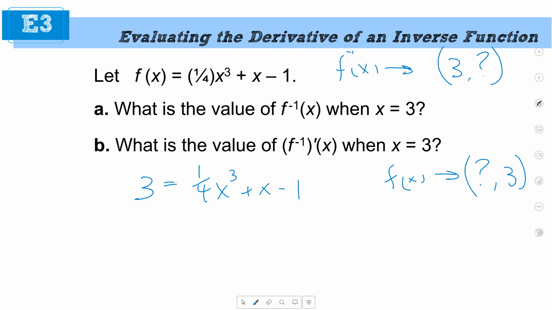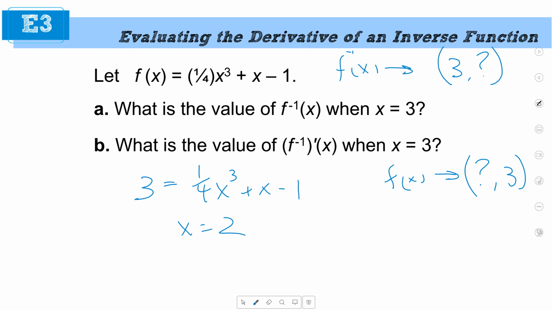Solving that for x. When you're doing inverse problems like this, your x value will commonly be something nice. So you'll just have to trust me on this. I'm telling you that x is equal to 2. If you don't believe me, check it.